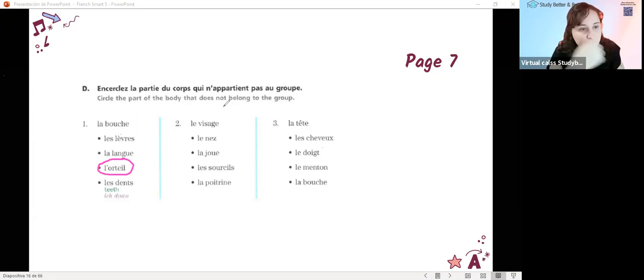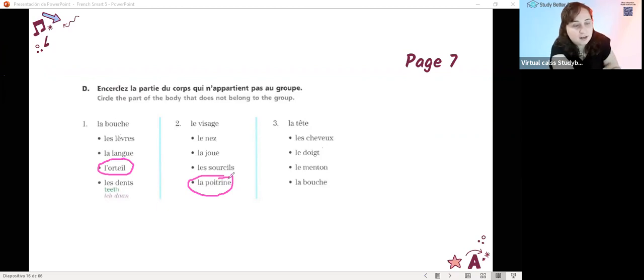Okay, so here we have le nez, la joue, les sourcils, la poitrine. Okay, so here we're gonna use this and check which one doesn't belong. We have le nez, the nose, la joue, the cheeks, les sourcils, et la poitrine. That's the incorrect one. That's the one that doesn't belong there. And we're gonna have the next one.